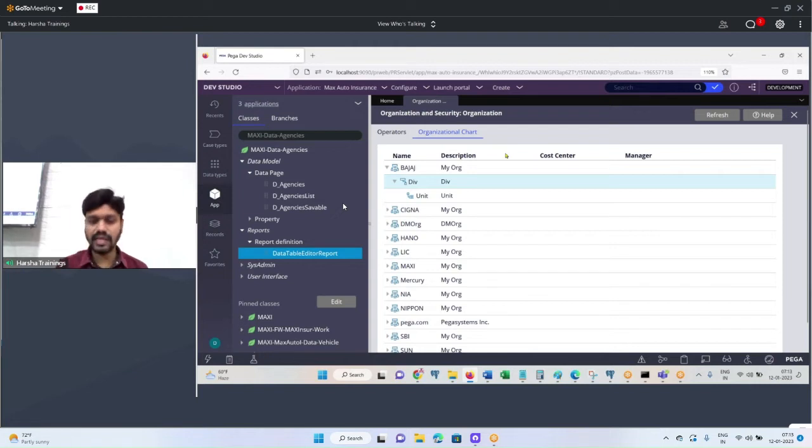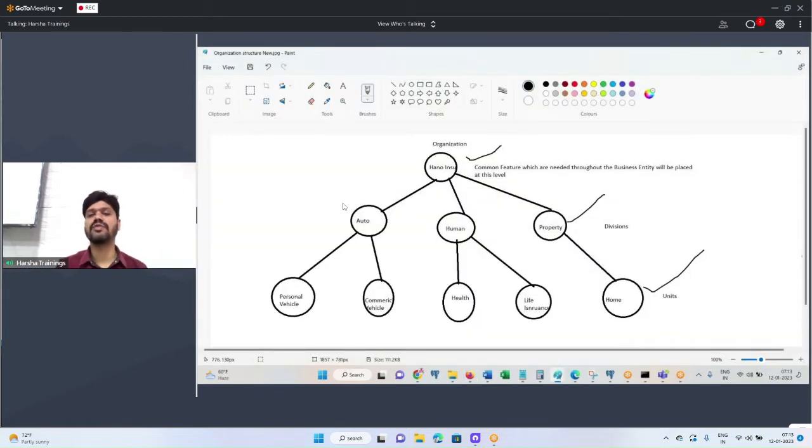Anyhow, typically an organization structure is going to have organization, divisions, and units. How many organizations can be there? Generally, only one, as I told you. It is the topmost business entity. Topmost means only one. Divisions, there can be n number of divisions. Under each division, there can be n number of units. Under each unit, subunits are possible. So now here you go: organization, division. These 3 levels are divisions, and these 5 levels are units.